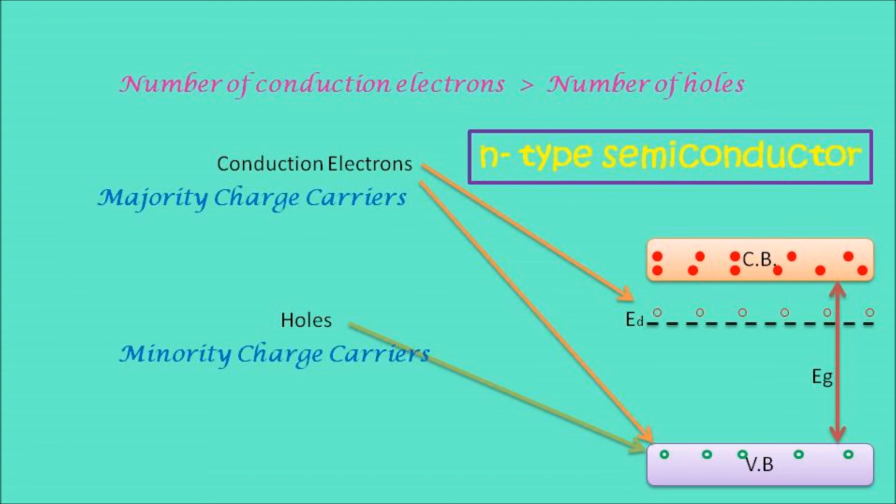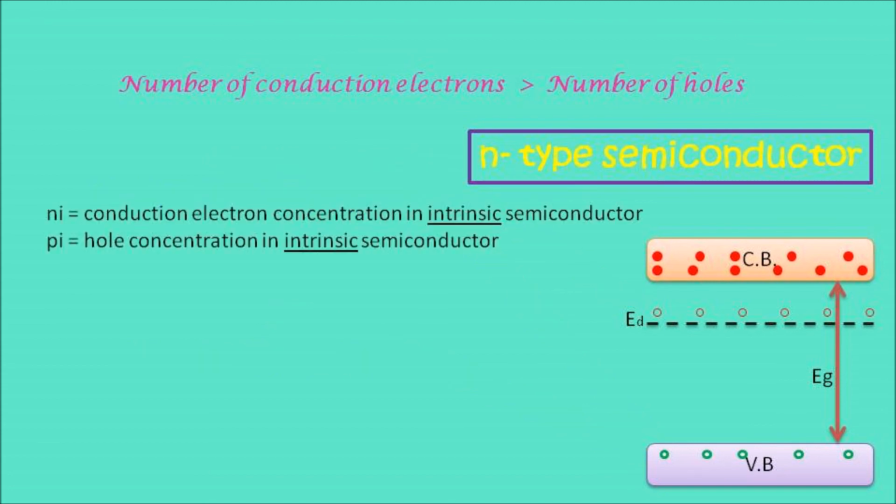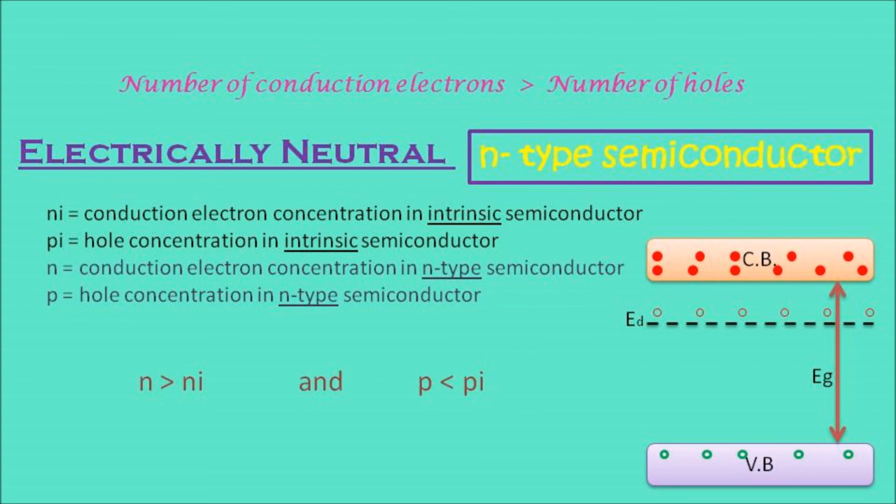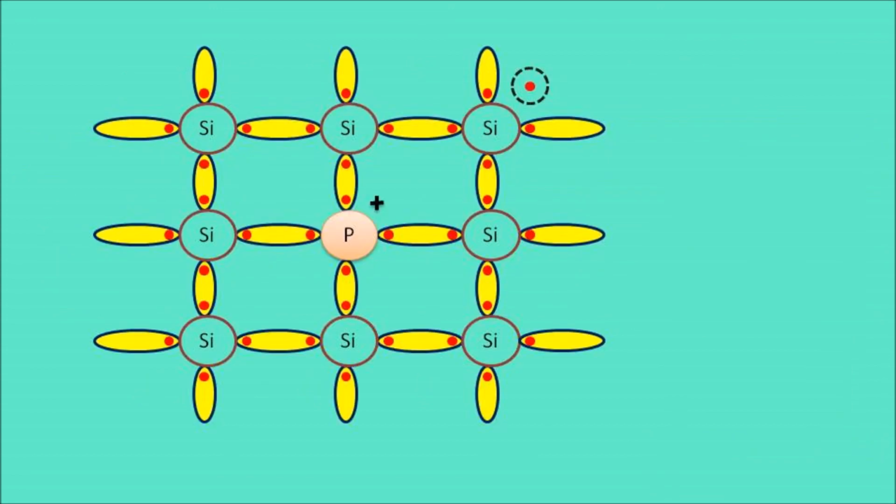Anyways, moving forward, let Ni and Pi represent the electron and hole concentration in intrinsic semiconductor, and N and P represent the electron and hole concentrations in N-type semiconductor. Then we can clearly notice that N is greater than Ni and P is less than Pi. Remember, N-type semiconductor is electrically neutral. Why, you ask? It's because for every electron donated by a donor atom, there is an equal and opposite charge left behind at the donor.